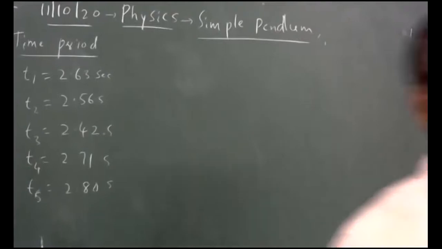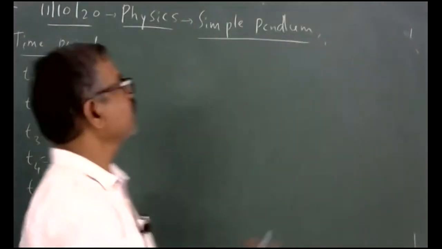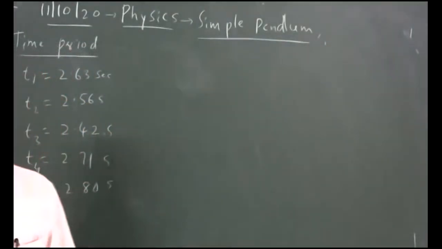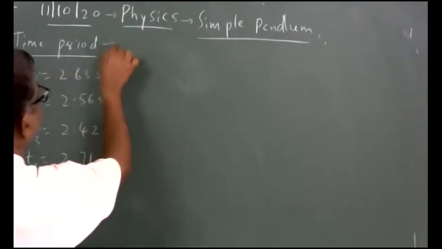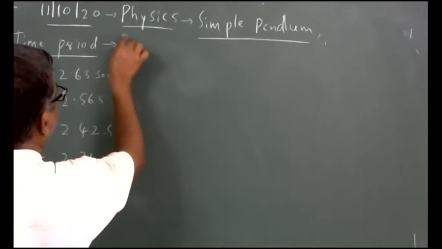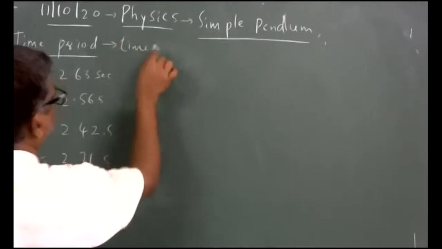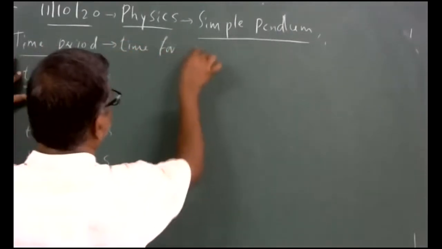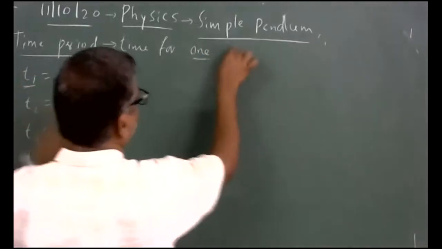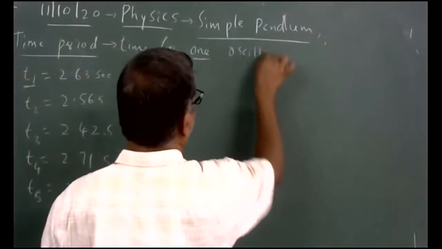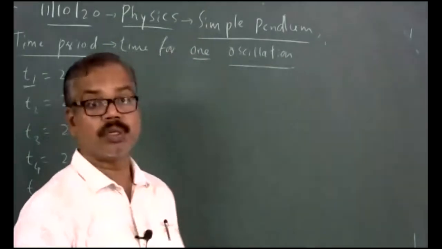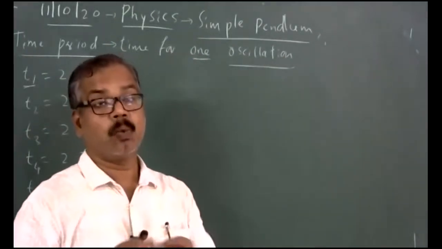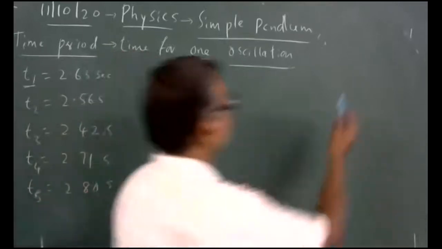What is the question? The simple question is, you have a simple pendulum where we have taken the time periods. Time period is the time for one oscillation, the time taken by one complete oscillation.